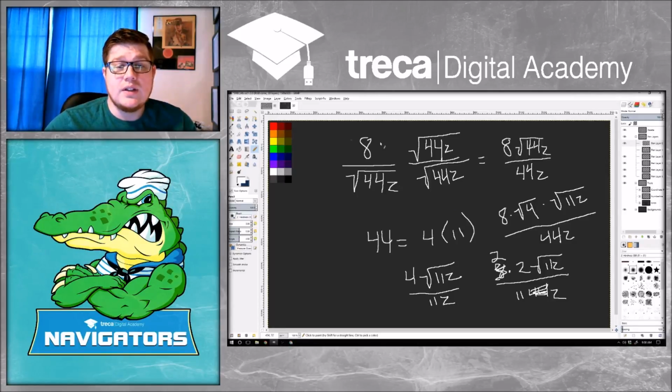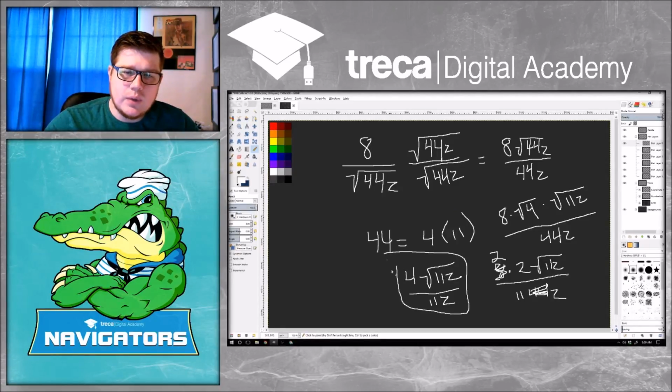Now you'll notice this does not look simpler than this. Right? We don't look like we've made it any better. But now when we have this, we can multiply by z to cancel things out. We can multiply by 11. We can divide things by 4. We can divide things by the square root of 11. We can also recombine to get back to the square root of 44 if we need to. We can always do those things in reverse. So this gives us a lot more options. So our answer is 4 square root of 11z over 11z.